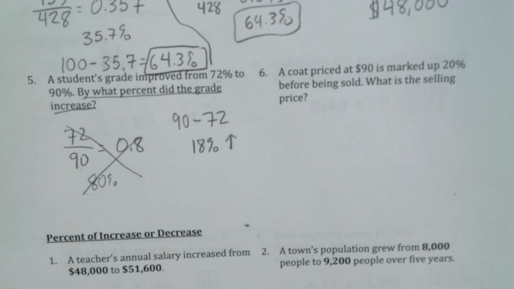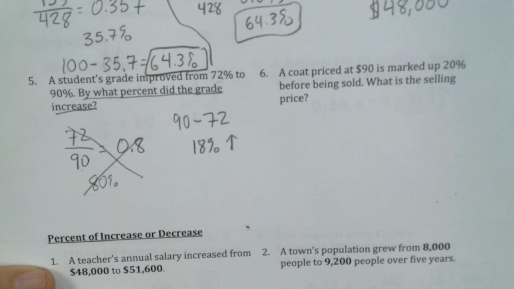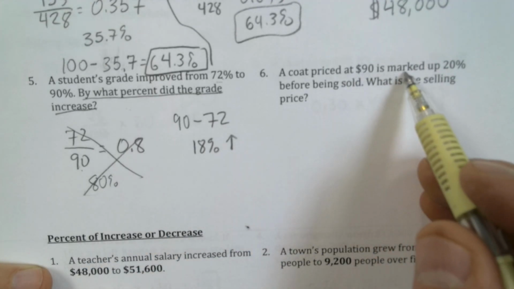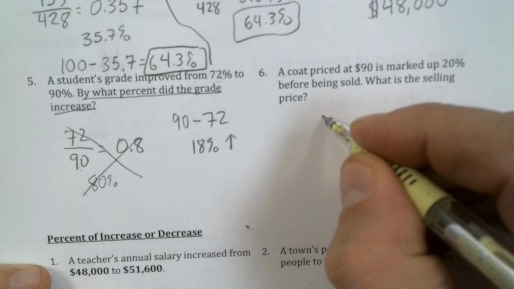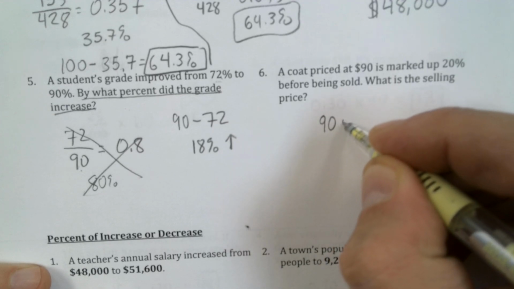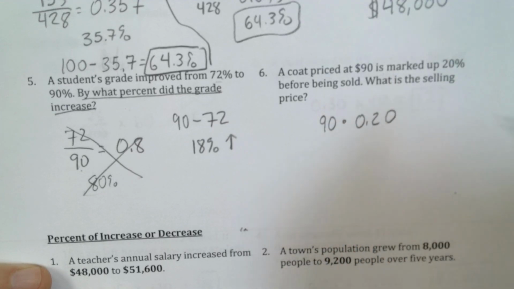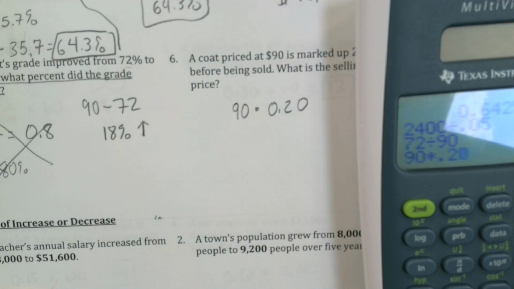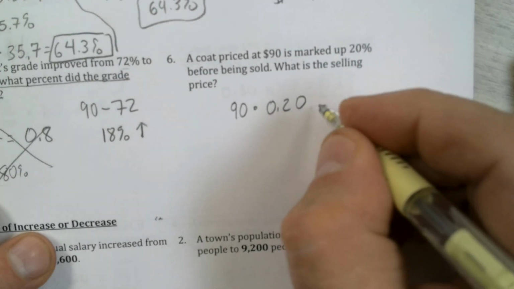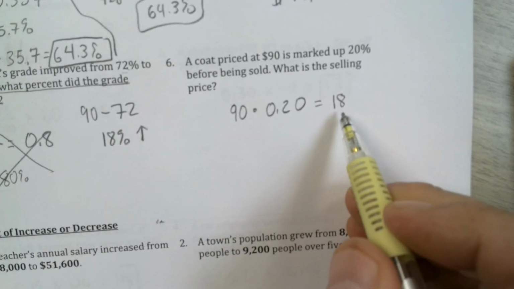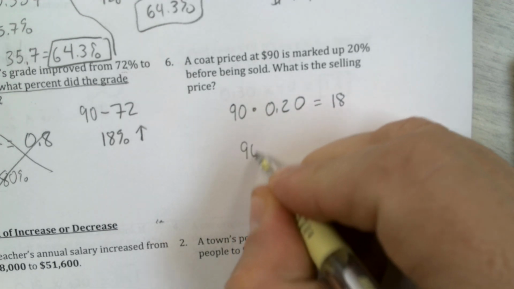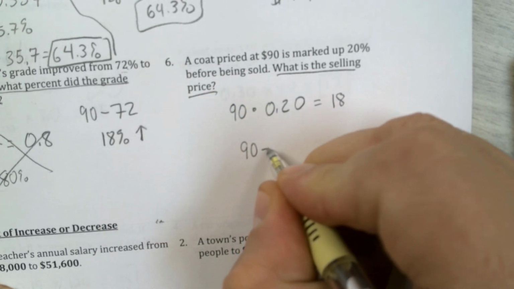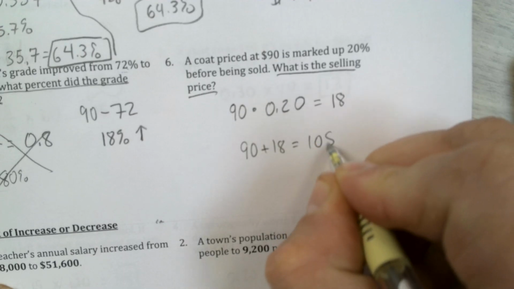Number 6, a coat priced at $90 is marked up by 20% before being sold. What is the selling price? So it's at $90. It's marked up 20%. So we actually want to find 20% of 90. So we are going to multiply by 0.2. So we'll do 90 times the 0.20, and we get $18. So $18 is going to be the markup, which we're going to then add to our $90 because they want to know the selling price. So we'll add our 18. That becomes $108.